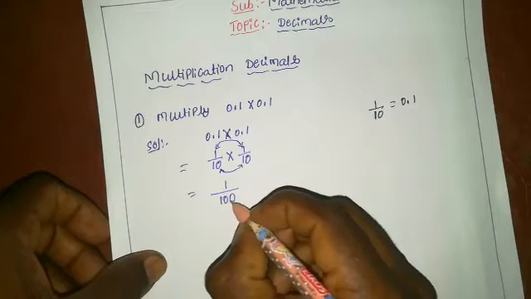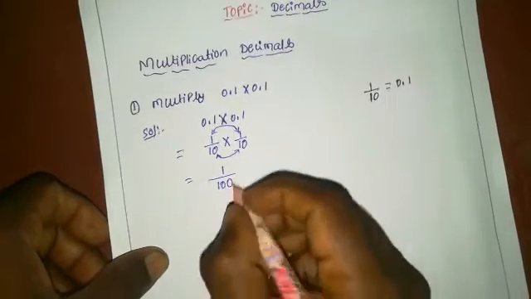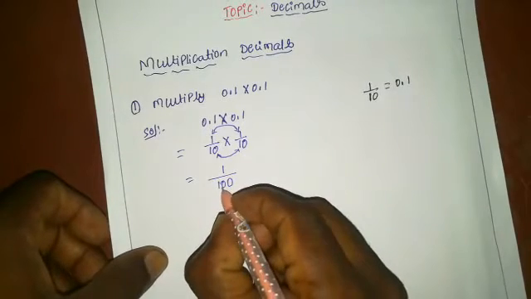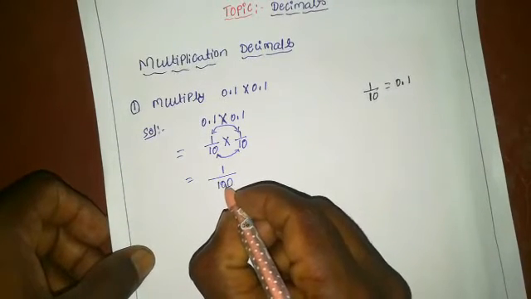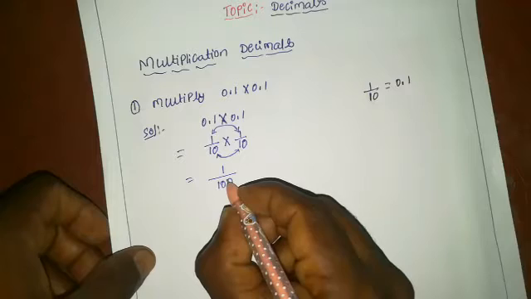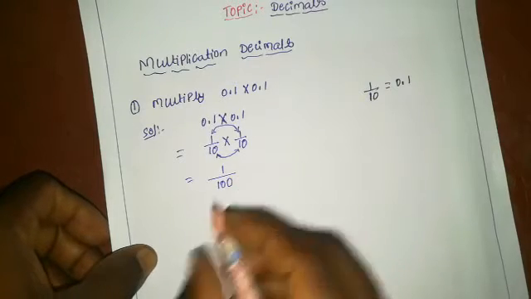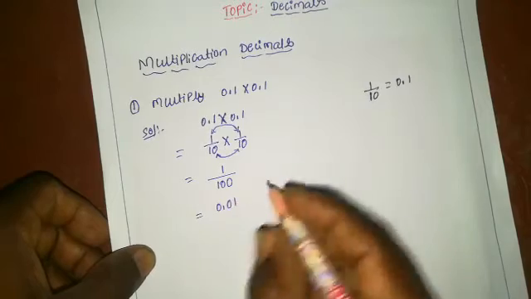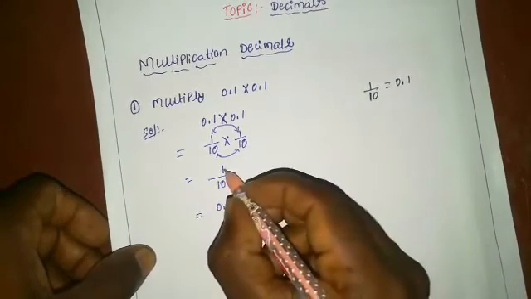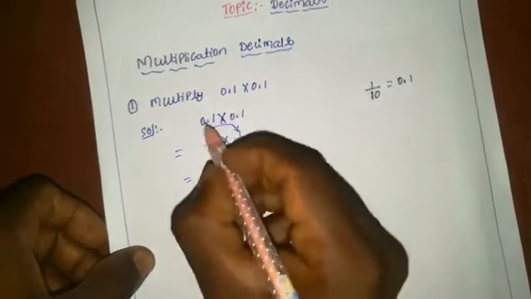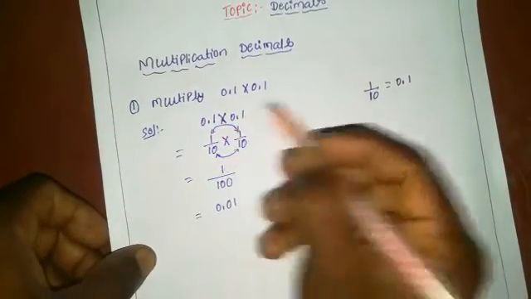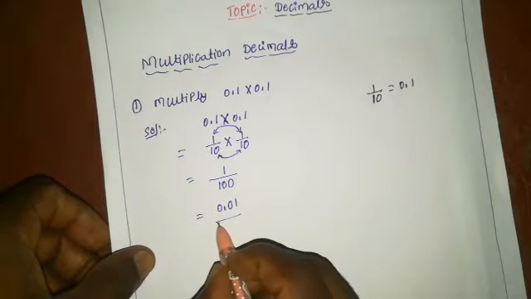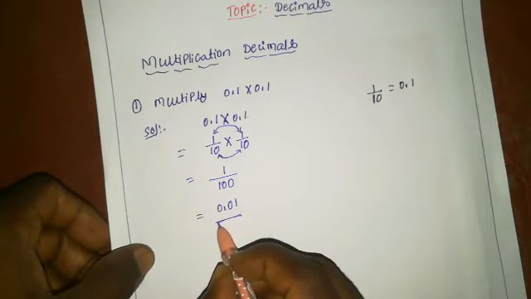Now we have to convert this into decimals. How do you convert 1 by 100 into decimals? In the denominator we have 100, which means two zeros, so we put the point after two digits. It becomes 0.01. When we multiply 0.1 into 0.1, we get 0.01. This is the product of 0.1 and 0.1.